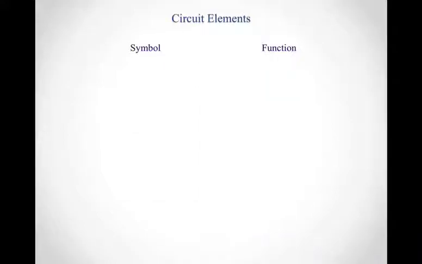So the first thing we're going to do in talking about circuits is introduce the basic circuit elements that we're going to be putting together to create circuits. So for starters, let's just deal with an ideal wire. And it is exactly what it looks like. It's represented as a line, and its function is to provide a path for current to flow. So currents flow along wires.